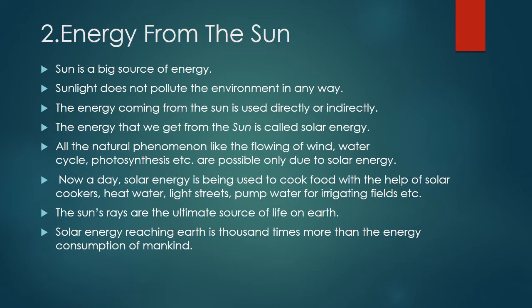The sun's rays are the ultimate source of life on Earth. Can you elaborate this statement? Of course, because the plants prepare their food with the help of this sunlight, and that food is later on used by all the other life on Earth. Other animals either directly eat plants or they eat other animals, and those animals in turn eat plants for their survival. So solar energy reaching Earth is 1,000 times more than the energy consumption of mankind. It means it is much more than normal human usage.